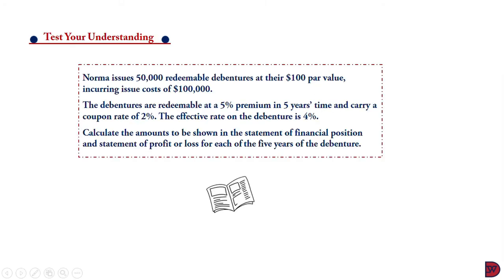So let's test our understanding on financial liabilities. Norma issues 50,000 redeemable debentures at their $100 par value, incurring issue cost of $100,000. The debentures are redeemable at a 5% premium in 5 years' time and carry a coupon rate of 2%. The effective rate on a debenture is 4%. We have to calculate the amount to be shown in the statement of financial position and statement of profit or loss for each of the 5 years of the debenture.